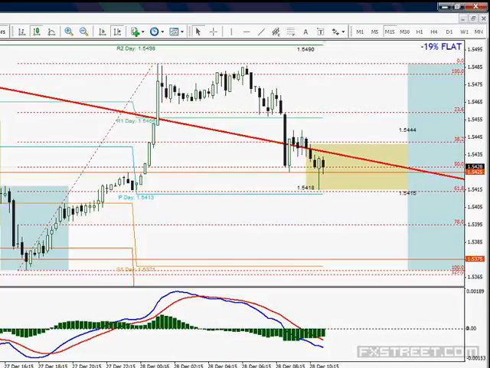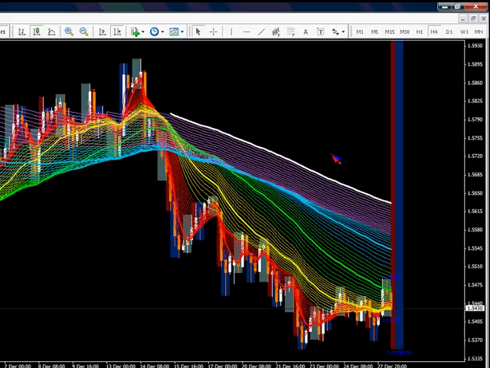All right, now let's have a look at the rainbow. Okay, let's see if what I was expecting is confirmed here. I haven't looked at the rainbow today on GU. Now, it doesn't look so good on the 4-hour chart. Clearly we are in a bearish trend.